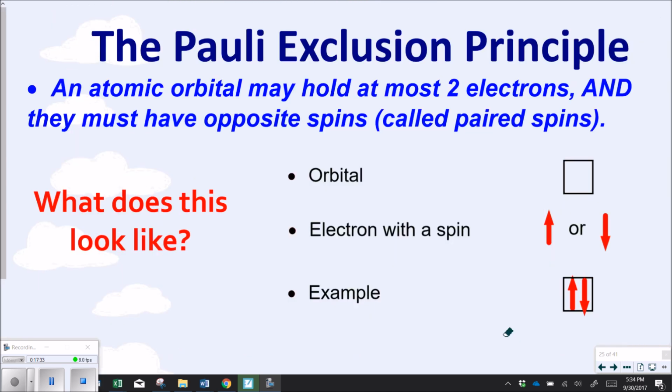Pauli exclusion principle. It states that an atomic orbital may hold at most 2 electrons, and they must have opposite spins, called paired spins. An electron has a spin; it's an arrow pointing up or an arrow pointing down for the opposite spin. An orbital can be written as a block or a line. So there's a block with 2 arrows pointing up and down, or you could draw them on a line with 1 arrow up and 1 arrow down, and the line represents an orbital.